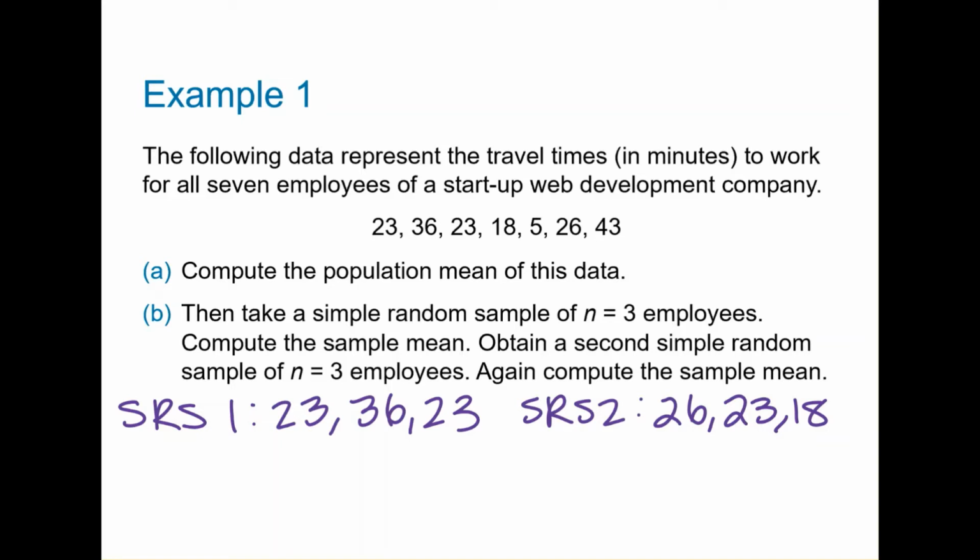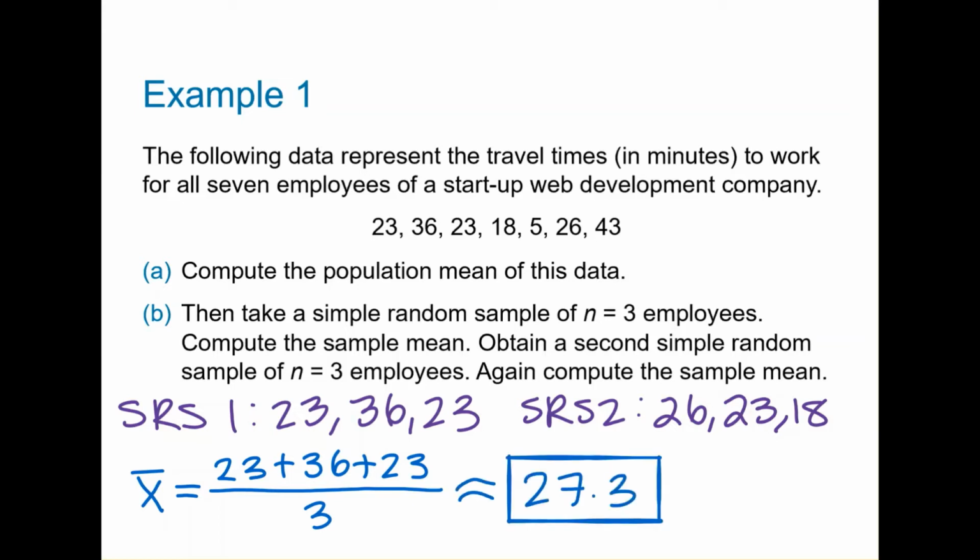Now let's compute the sample mean for each of these. The sample mean is denoted by x bar, and this is computed the same way as the population mean. You add up all the values and divide by the number of values. So we will add 23, 36, and 23, and divide by the total number in the sample, which is 3. Put this in your calculator and you get approximately 27.3. So x bar, or the sample mean for the first simple random sample, is 27.3.